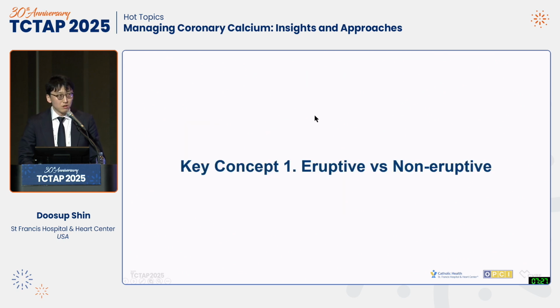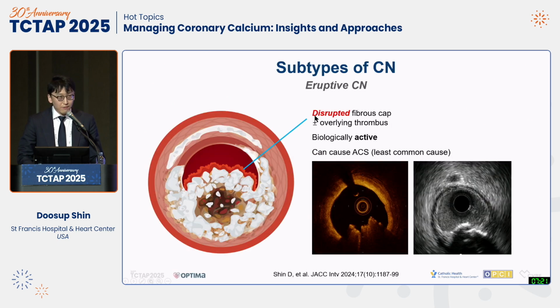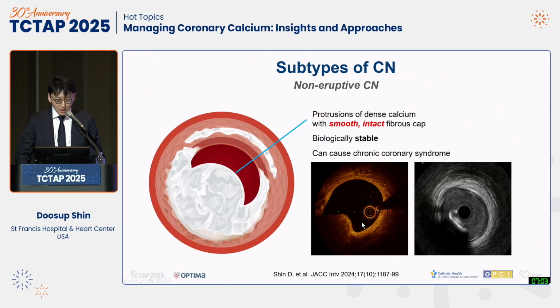I'd like to introduce a couple of key concepts. The first concept is the subtypes of calcified nodule. Eruptive calcified nodule, which traditionally was regarded as a calcified nodule from the pathologic studies, has a disruptive fibrous cap, often with overlying thrombus. If you see the OCT images, you see this irregular surface. It's considered to be biologically active and can cause acute coronary syndrome, although it's the least common cause.